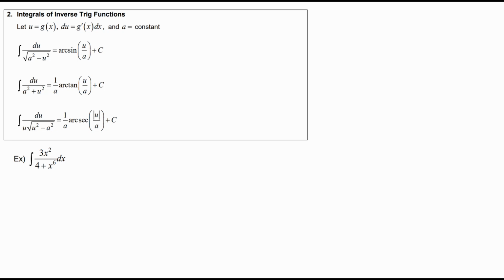If you have an integral of the form du over quantity a squared plus u squared, that's going to result in 1 over a arctangent of u over a plus the constant of integration c. If you have an integral of the form du over u times the square root of quantity u squared minus a squared, that's going to be equal to 1 over a arcsecant of the absolute value of u over a plus c.